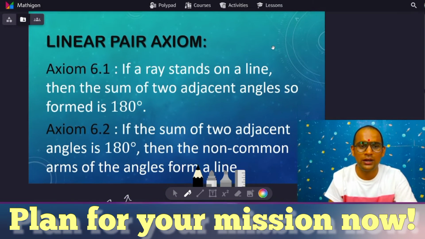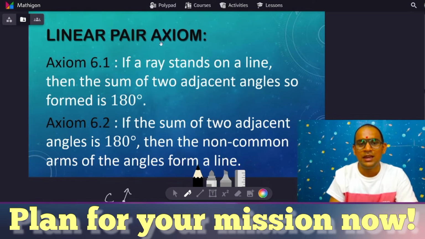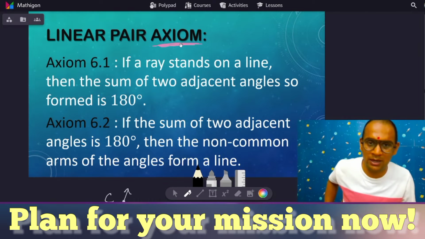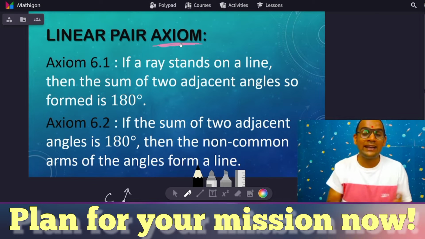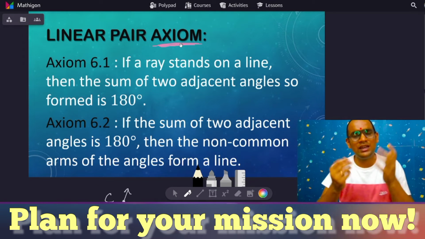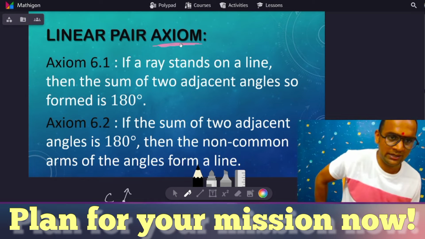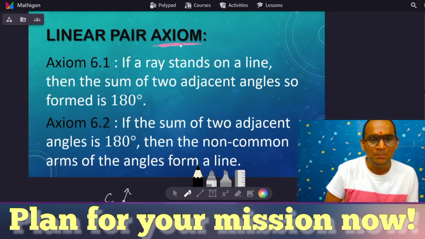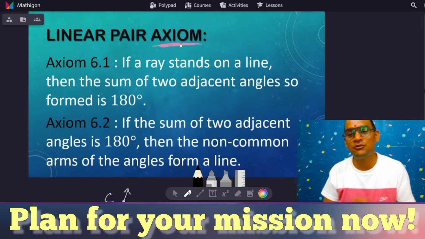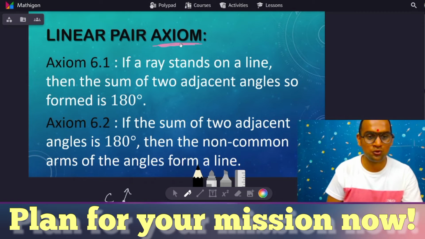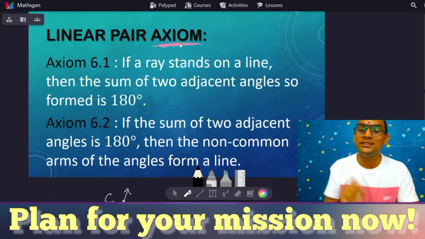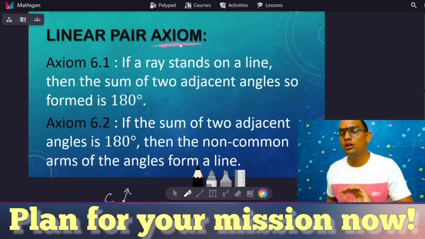Now let's quickly try to understand what the linear pair axioms are. We have already understood axioms, postulates and theorems in the previous chapter. Axioms are the statements which need not have a proof. They are accepted as they are in the world of mathematics. Axiom 6.1 says, if a ray stands on a line, then the sum of two adjacent angles so formed is 180 degrees. Axiom 6.2 says, if the sum of two adjacent angles is 180 degrees, then the non-common arms of the angles form a line.